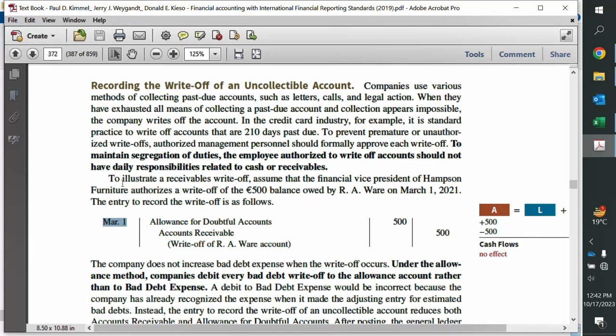So to illustrate a receivable write-off, assume that the financial vice president of Hampson Furniture authorizes a write-off of 500 balance owed to this customer on March 1. So this authorization has taken place on March 1. Now, what does authorization mean?